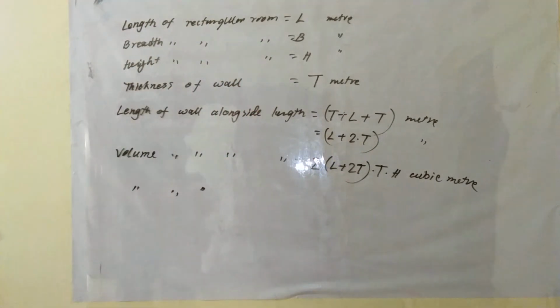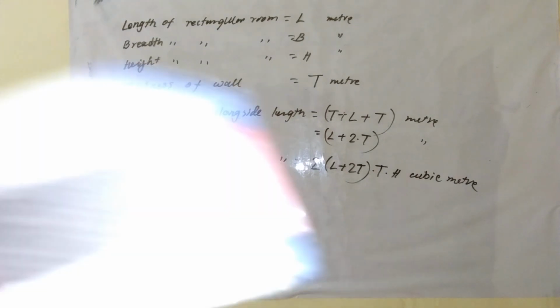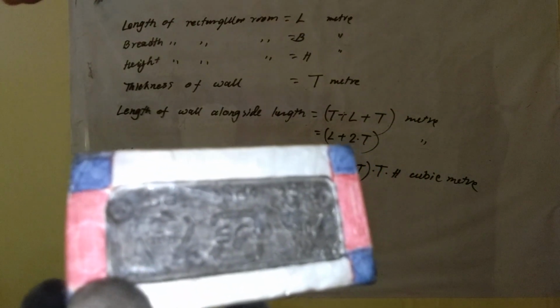Okay, now for the volume alongside breadth, we consider only the red portion. The red portion is the original length of the room. Why are we not considering the blue portion? Because the blue portion is considered in the volume of the wall alongside length.